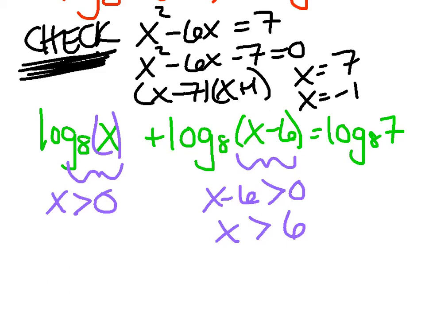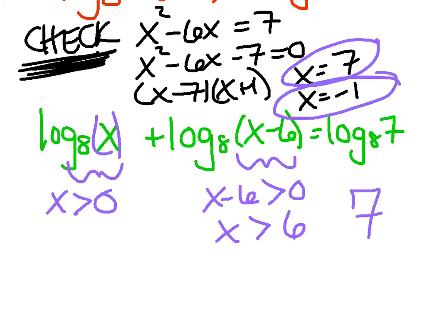All right, so now I'm going to check my answers. Does 7 work here? Is 7 greater than 0? I would say true. Is 7 greater than 6? I would say true. So 7 checks. Let's do the same thing with -1. Is -1 greater than 0? Well, heck no, so that fails. I don't need to test it again. That one's done, so my only answer is 7. Feel free to state the domains, and perhaps that'll help your check.